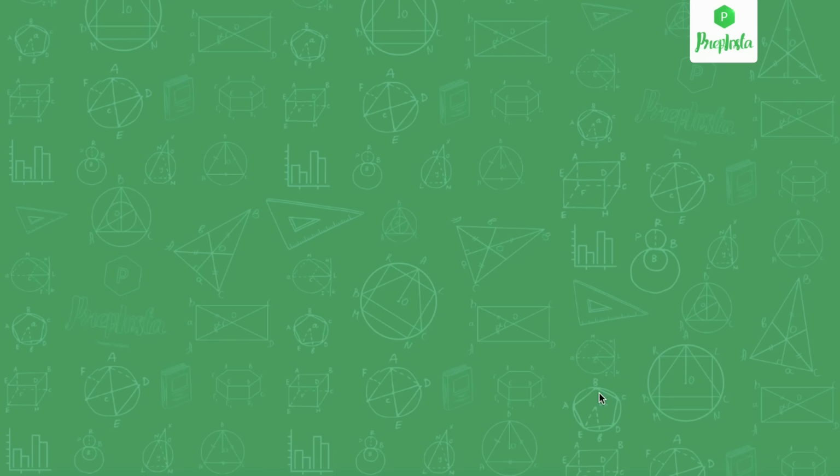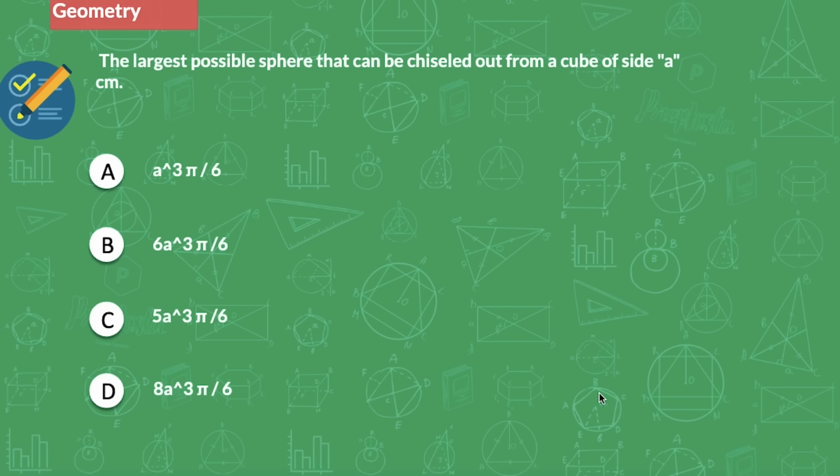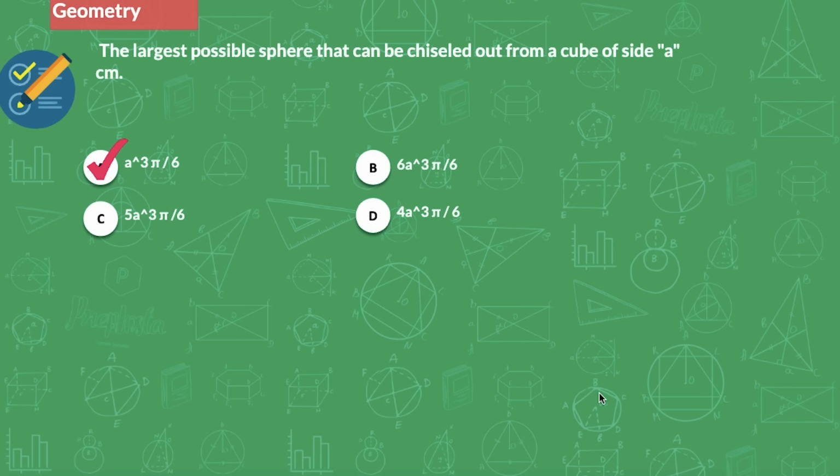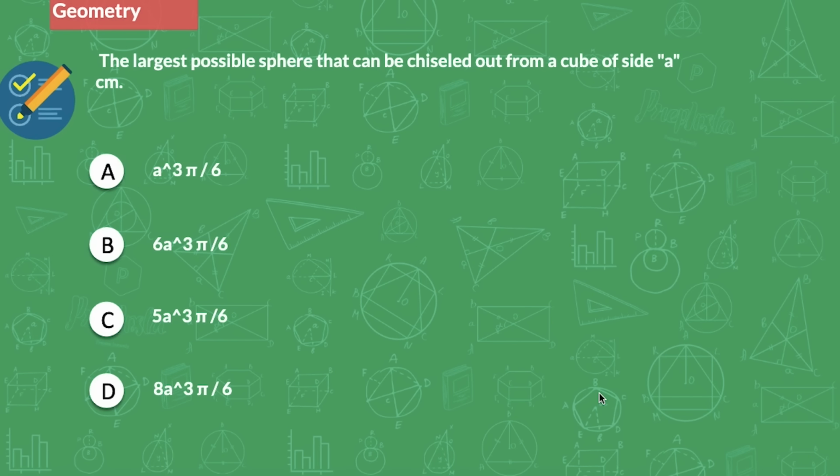Alright, so let's move on to another question from here, a question from geometry. Here's the question. It says the largest possible sphere that can be chiseled out from a cube of side a centimeter, and we need to find the volume of that sphere. It's very obvious from the options. So take your time and try solving this question. I'm giving you 30 seconds because it should not take more than 30 seconds.